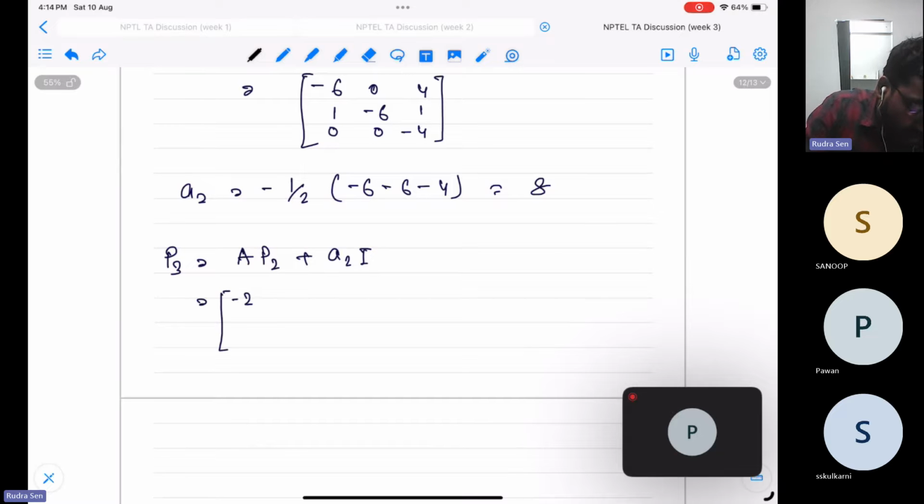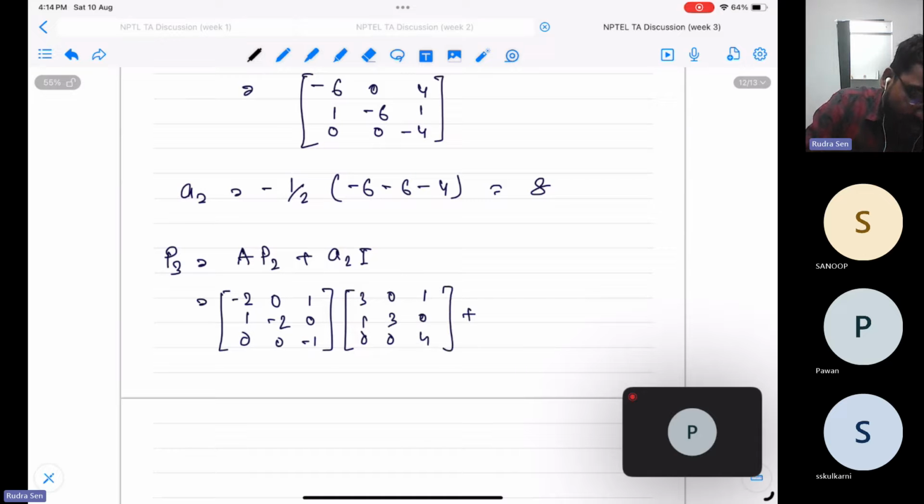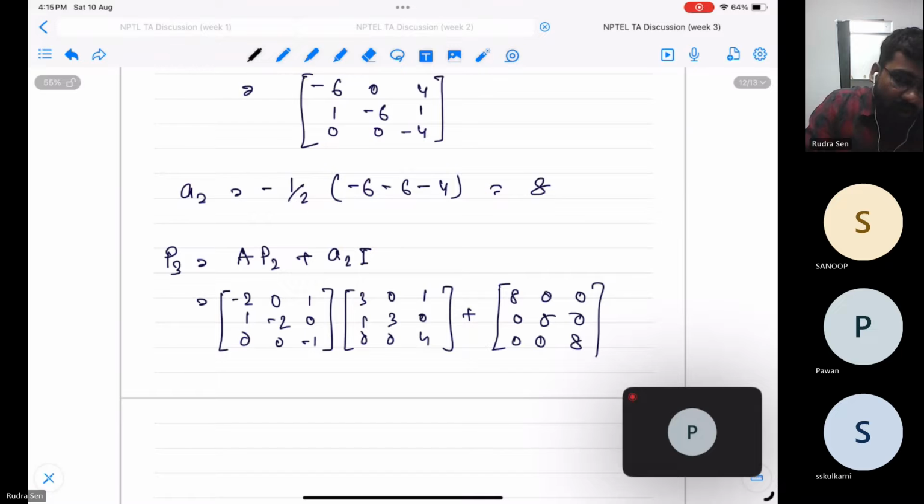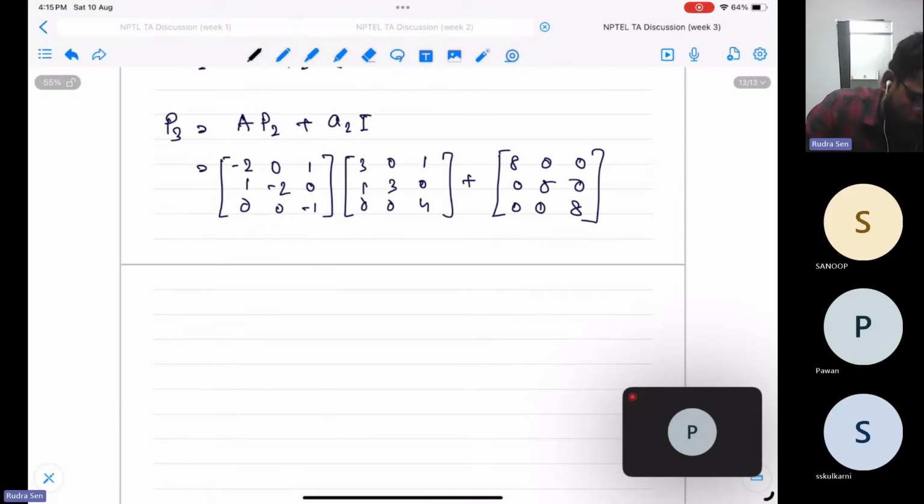First of all, A is minus 2, 1, 0, 0, minus 2, 0, 1, 0, minus 1. P2 is 3, 1, 0, 0, 3, 0, 1, 0, 4, plus A2 into I. So A2 into I is 8, 0, 0, 0, 8, 0, 0, 0, 8. Okay.